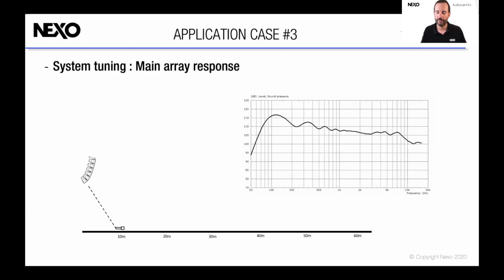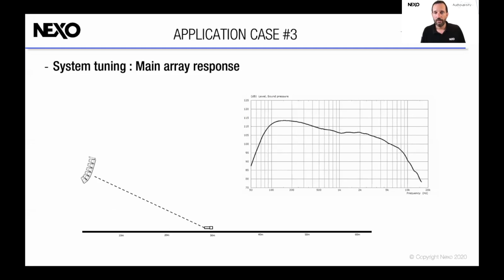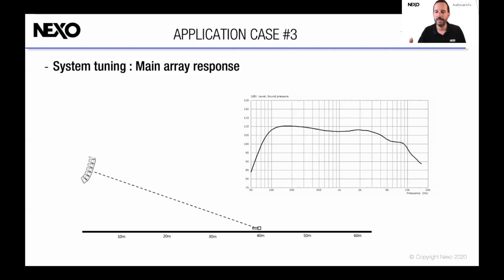Okay, so if we have an audience of 60 meters depth, then we should do many measurements. For example, if we do one at 10 meters, the second one at 20, the other one at 30. So we see there is a roll-off on VHF due to real absorptions. We also have less low frequency, because we are now going into the far field for the low frequency. And then we have many, many curves.